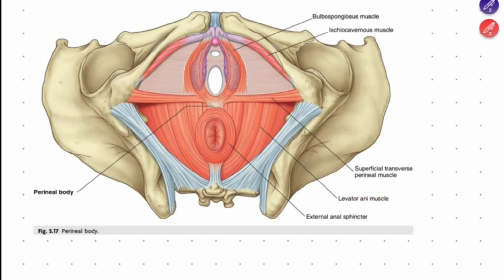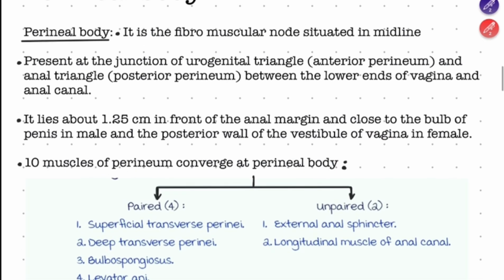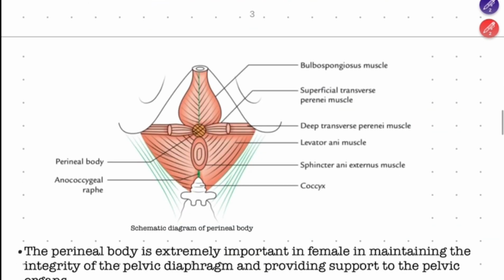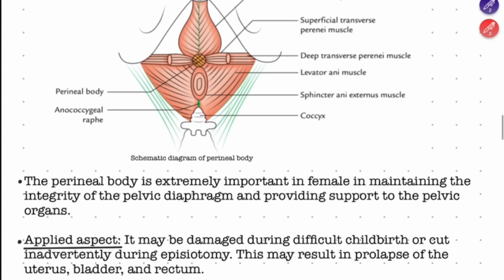It has 3 components, but only 2 muscles form the perineal body: pubococcygeus and iliococcygeus. And to be noted, ischiocavernosus is not a part of the perineal body. Now, unpaired muscles are the external anal sphincter and longitudinal muscles of the anal canal. This is a schematic diagram of the perineal body.